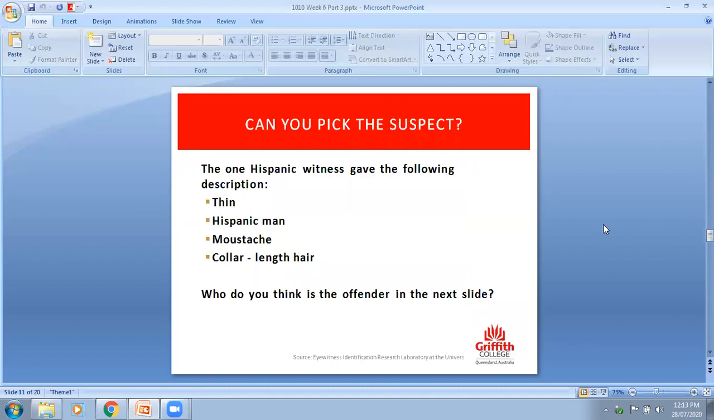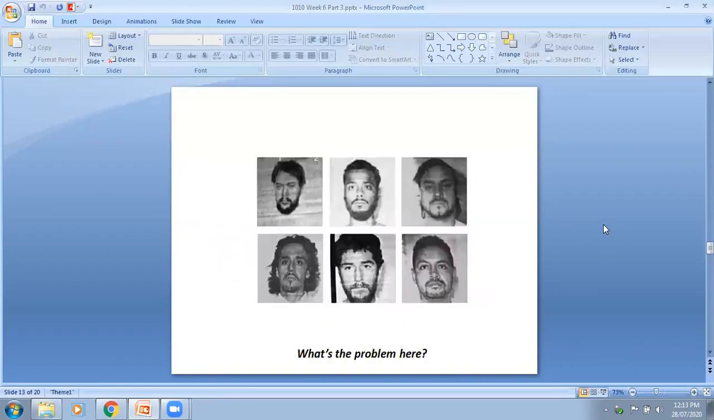And again, one Hispanic witness gave the following description: thin Hispanic man with a moustache, collar-length hair. So who do you think the offender is? Okay, so I'm hoping you've all picked this one in the bottom left-hand corner because he is thin, he has a moustache and collar-length hair.